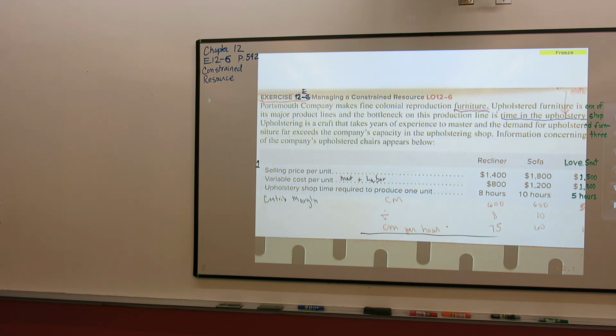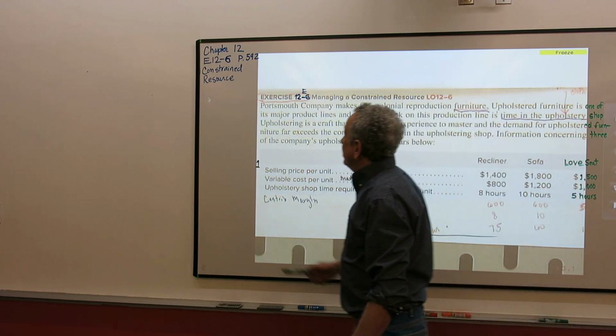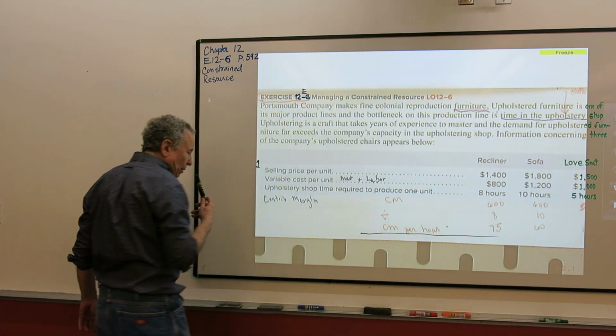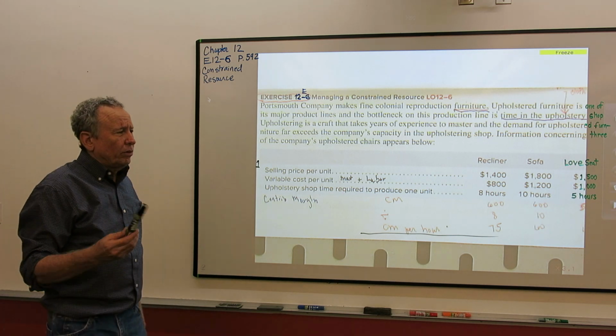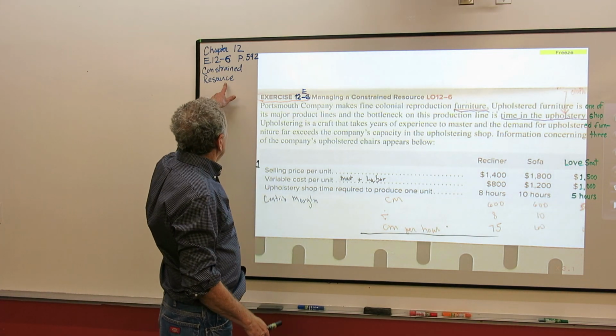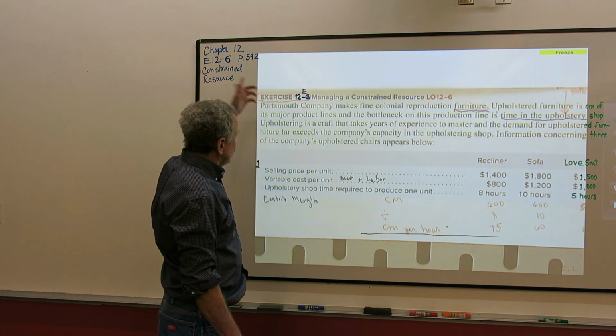Okay, starting on 12.6. 12.6 is another constrained resource problem. I wonder what 12.7 is. I can't remember. 12.7 was something different, I'm sure. Yeah, this is another constrained resource, 12.6.